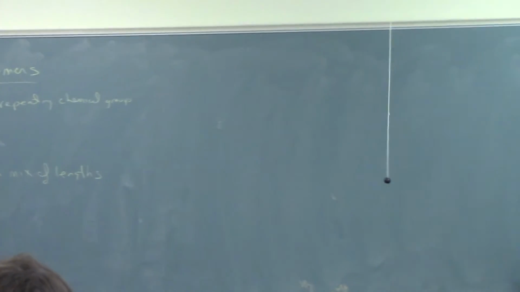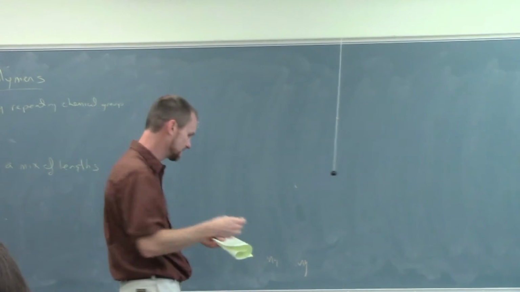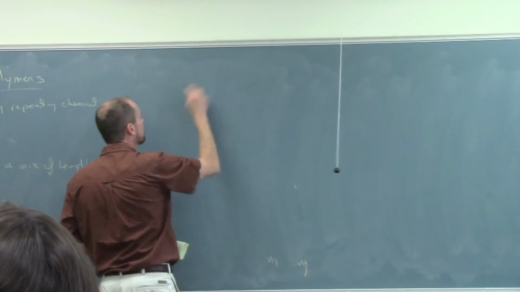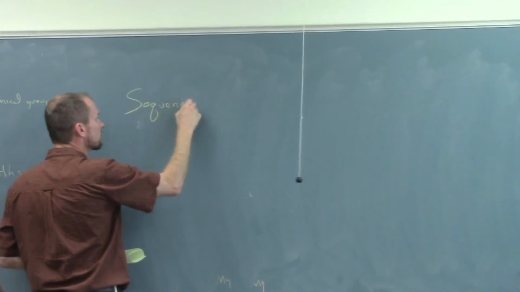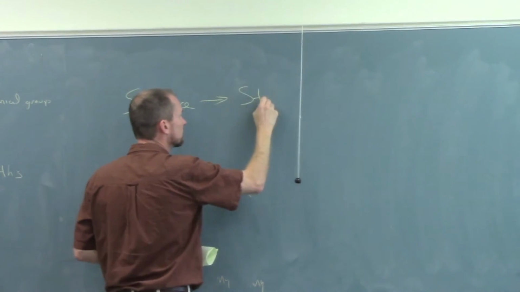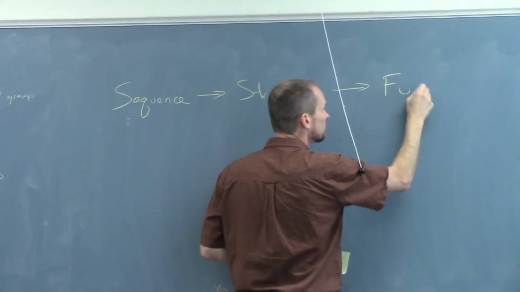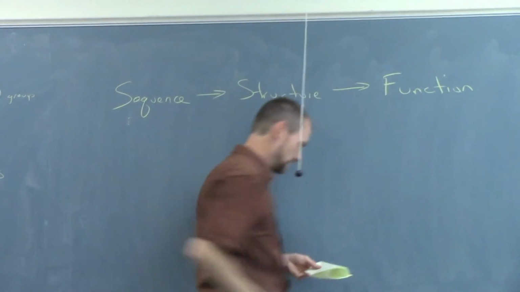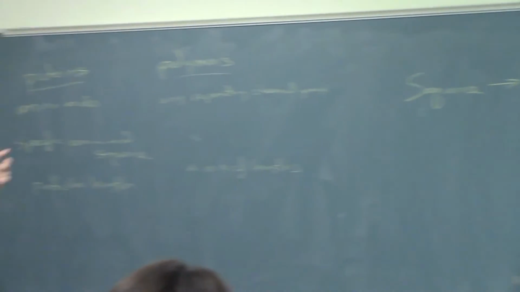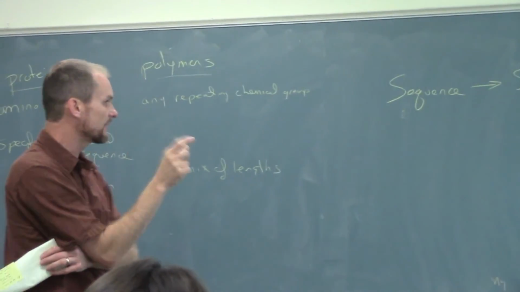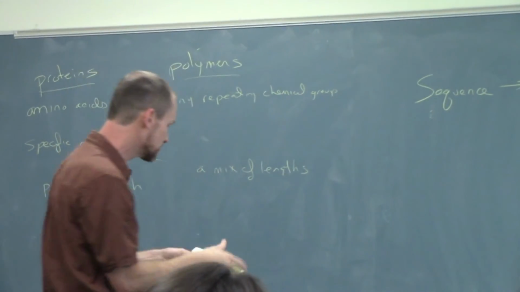And all of this leads up to our central paradigm of protein structures: the sequence codes for a structure, and the structure codes for a function. Right, so we can specify a particular sequence of a protein. That protein then will fold up into a particular structure. That particular structure will have a particular function.